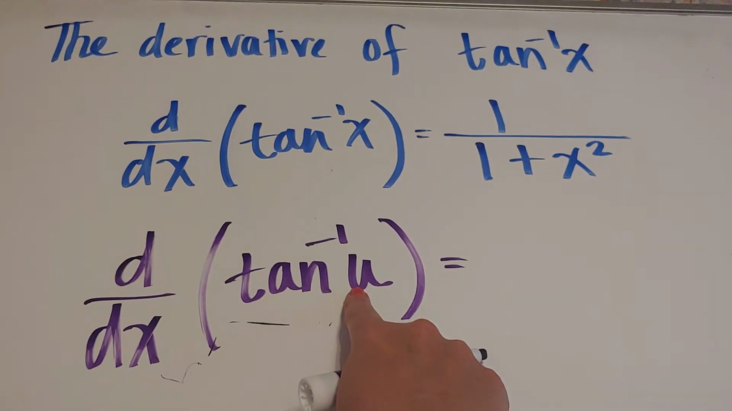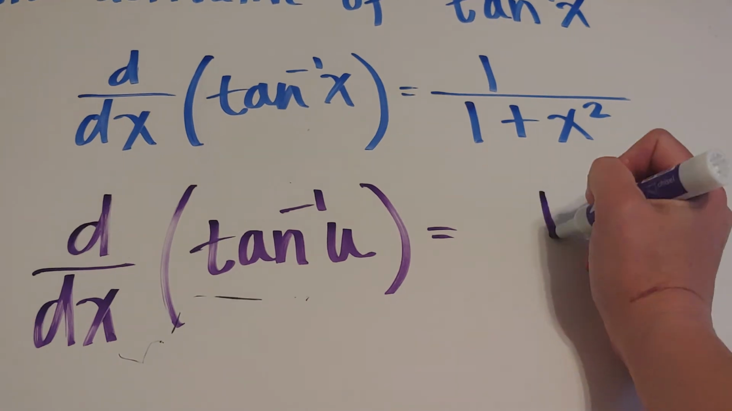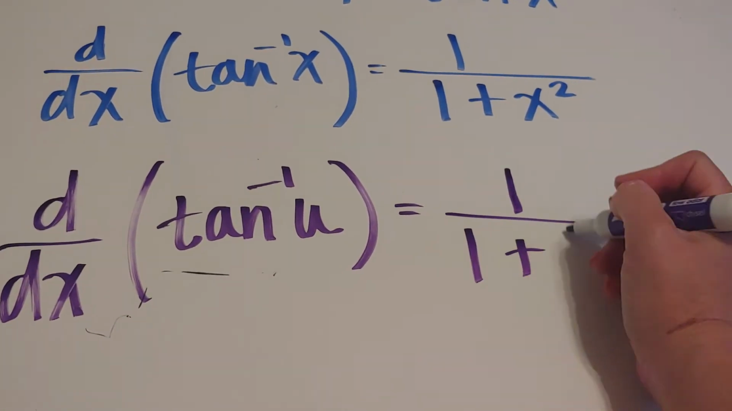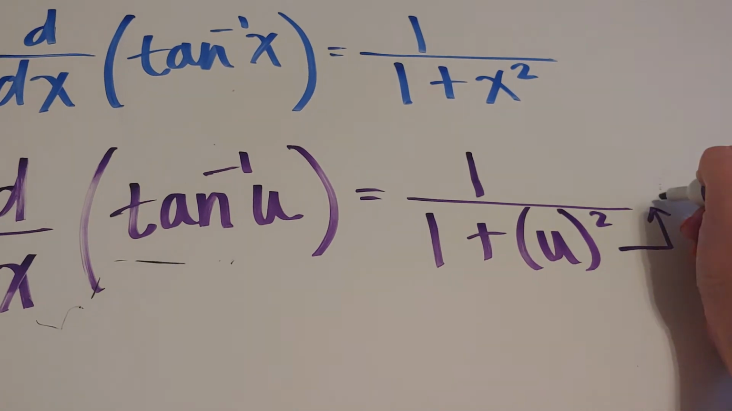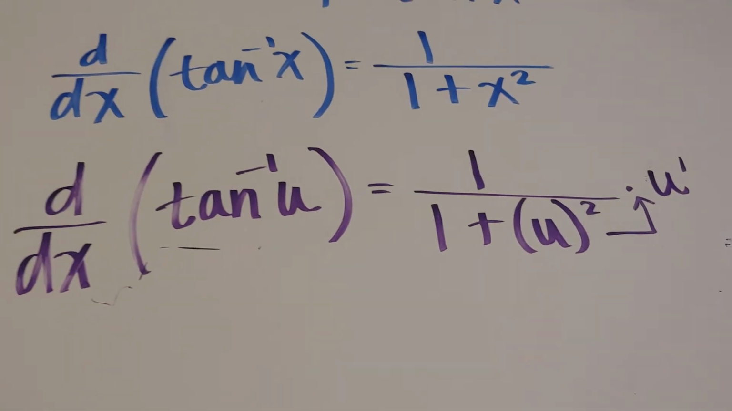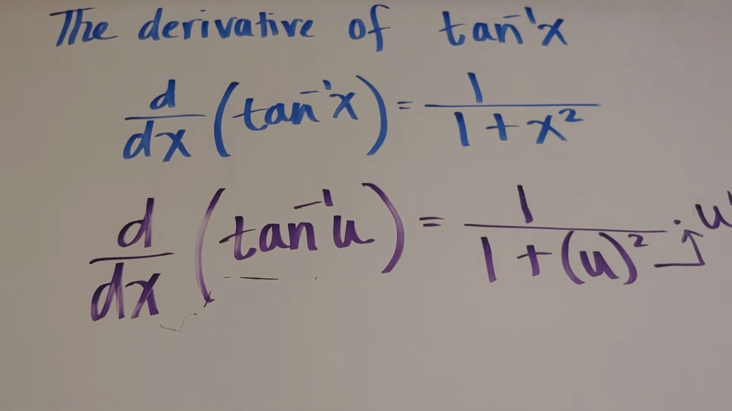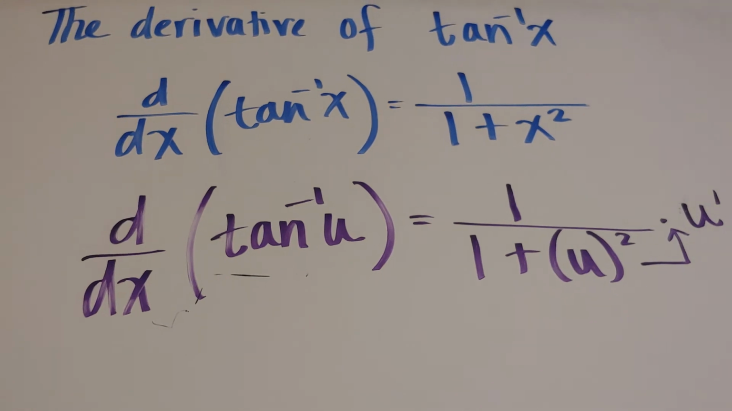So what if you have other stuff in here other than an x? Then its derivative will be 1 over 1 plus that stuff squared, but by chain rule, I have to multiply it by the derivative of it. So these are the 2 rules we're going to be using as we take derivatives of tan inverse of x. So good luck.